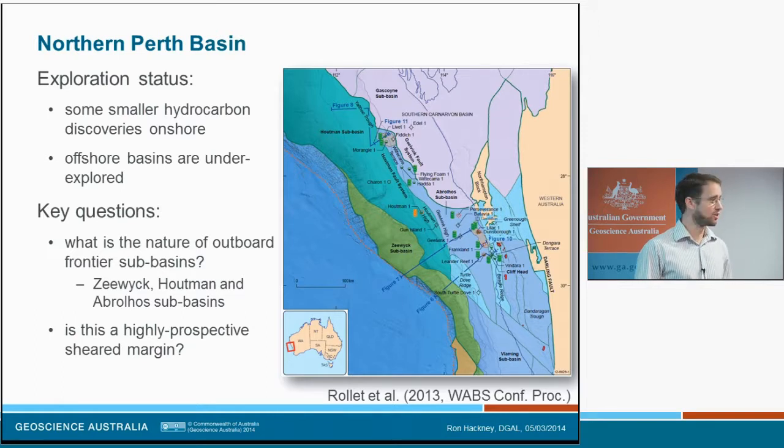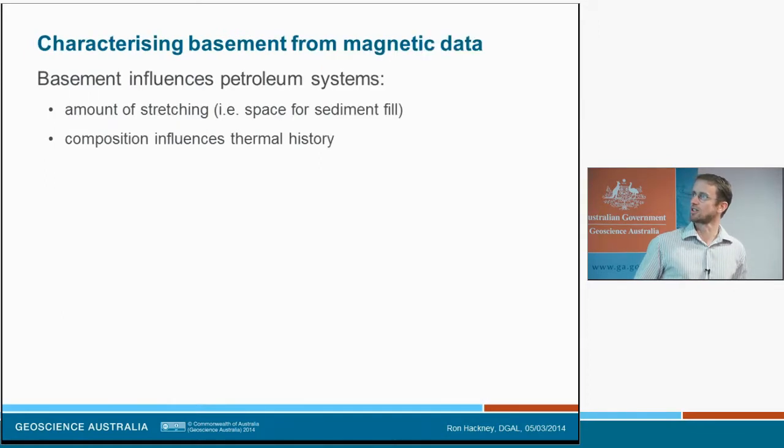And are they similar to the highly prospective sheared margins that are starting to be realised or discovered on, for example, in the central Atlantic on the African coast, where they've recently found in a similar tectonic setting some quite large hydrocarbon deposits? So the first thing to look at here is characterising the basement.